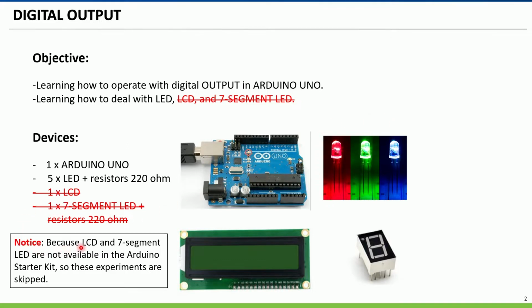This LCD and this 7-segment LED are not available in the Arduino starter kit, so these experiments are skipped. If you want to learn this, you can still read the code in this lecture and you can study by yourself.